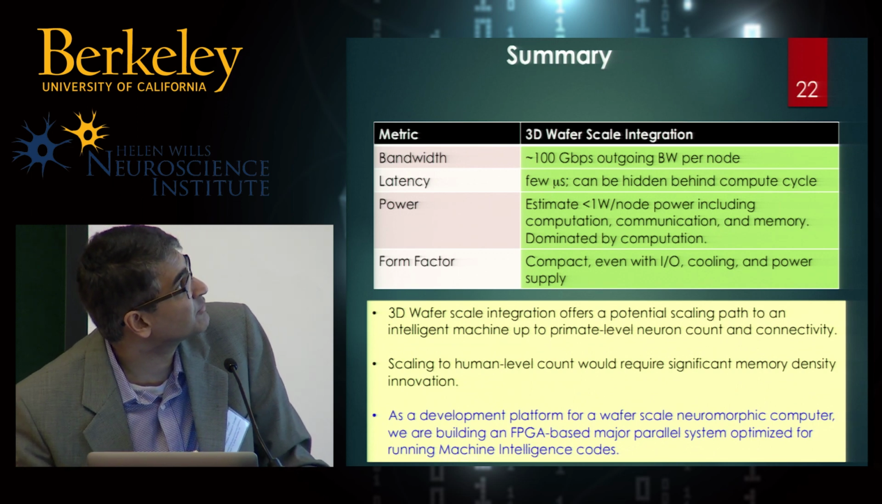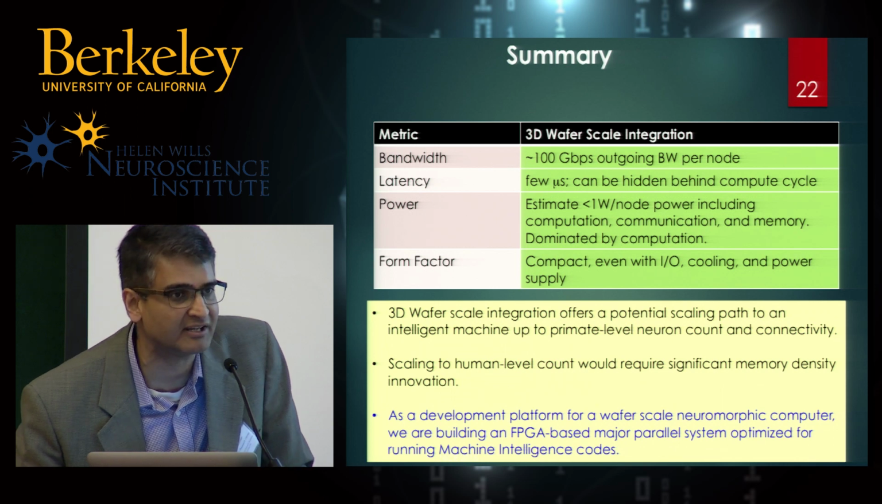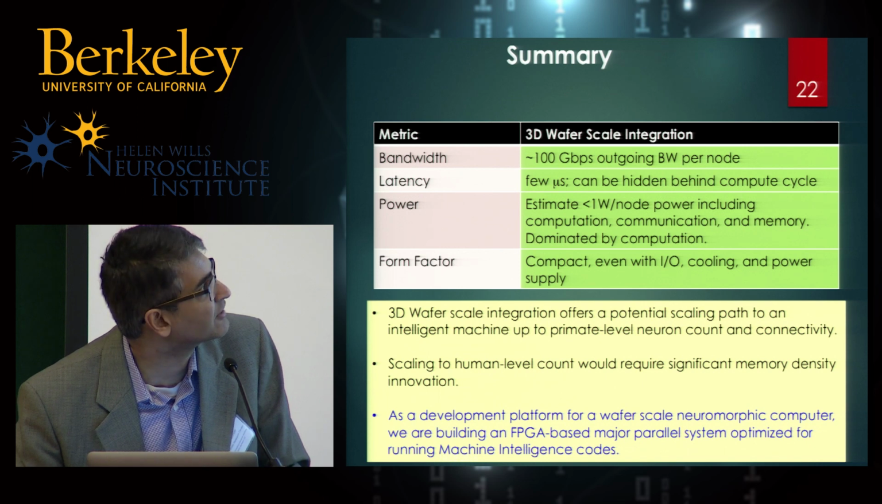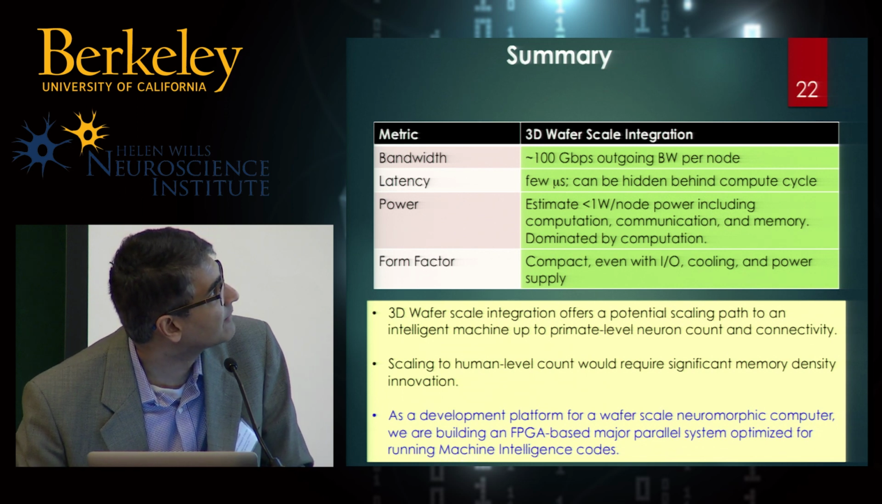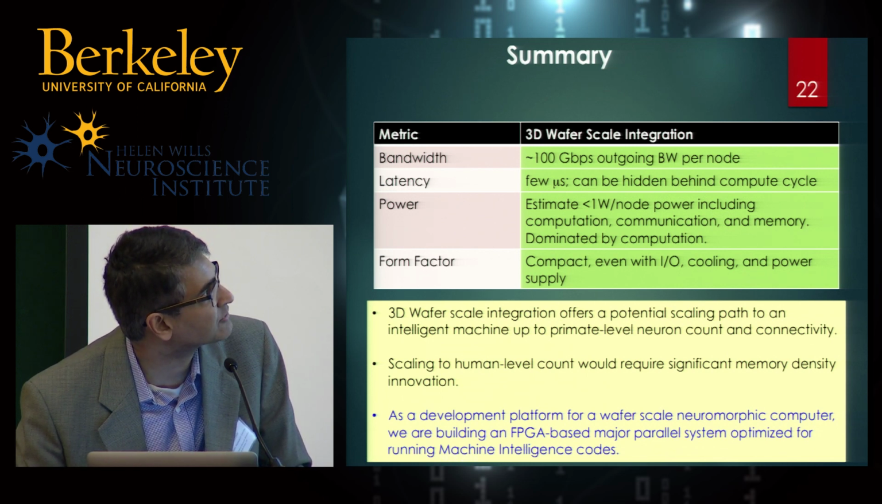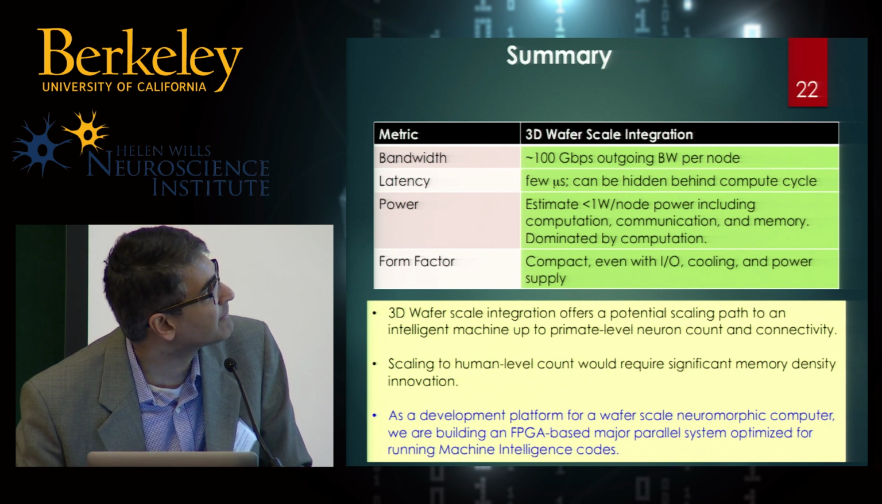So that brings me to a summary. We've looked at these metrics. For the bandwidth, we feel fairly comfortable that we can accommodate the kinds of bandwidths needed for human brain functionality, within the wafer scale integration and the ability to put a lot of wires down. The latency looks like it's in the microsecond range, something that could be hidden behind the compute cycle. The power estimate added up to something on the order of 1 watt per node, which includes the computation, the communication, and the memory, dominated by the computation.